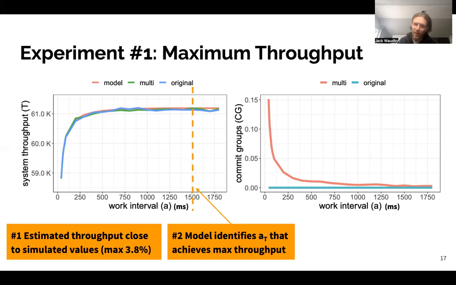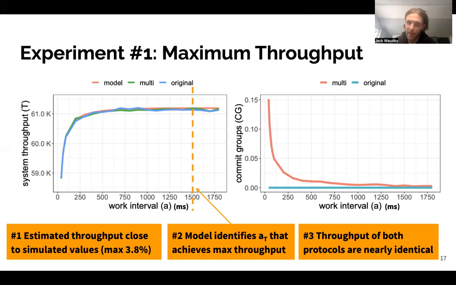The next thing you'll probably say is, okay, the model actually does identify the value of the work interval that maximizes throughput. But you will also see here that the increase in the work interval is not matched by the same gain in throughput, right? So here, a DBA may be okay thinking, I can actually reduce the work interval a little bit and not sacrifice too much throughput in my system. The last thing to note is that the performance of multi-commit and the original protocol here is identical.